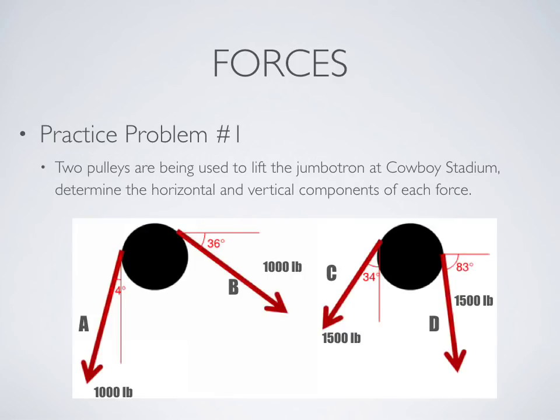So the question is, determine the horizontal and vertical components of each force. That's the first part. So here I gave you angles. That left one does say 14, not 4. And I also give you magnitudes. So what I want you to do is figure out the x and y components for each of those forces, A, B, C, and D.